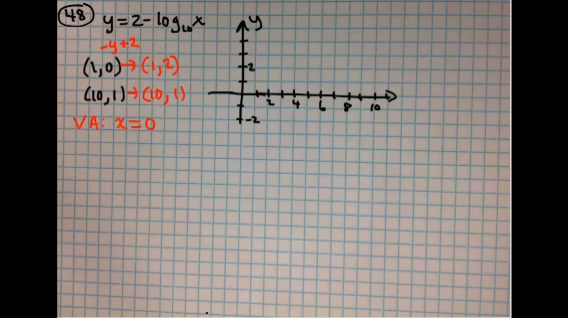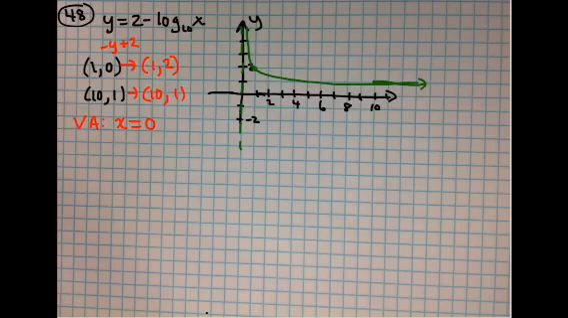So the vertical asymptote is on x equals 0, so it goes right here. And then 1, 2, and then 10, 1. Now remember, there's a reflection on the x-axis, so it's going to go like this. And it does go down slowly.